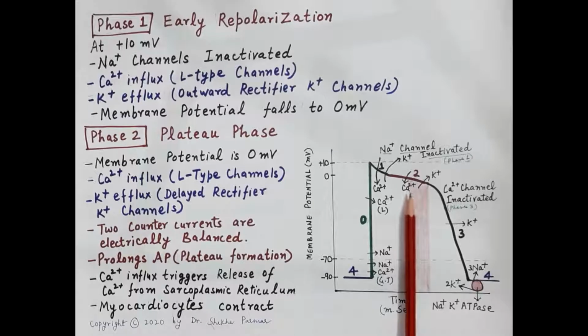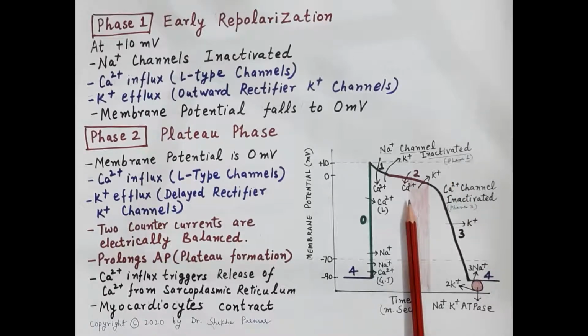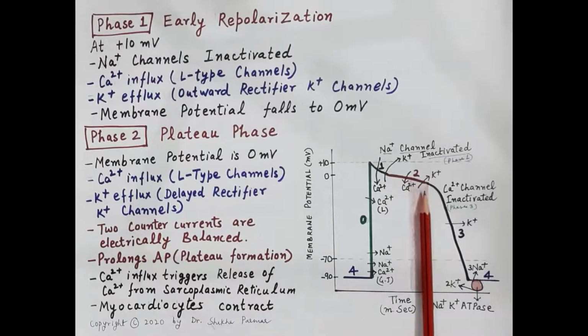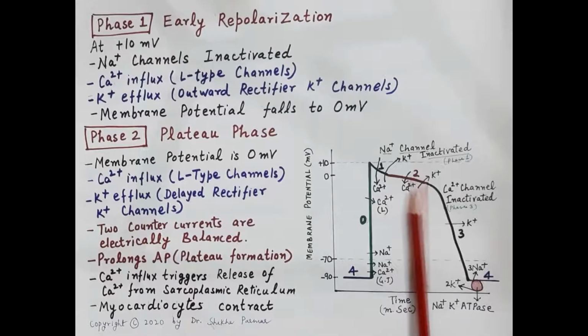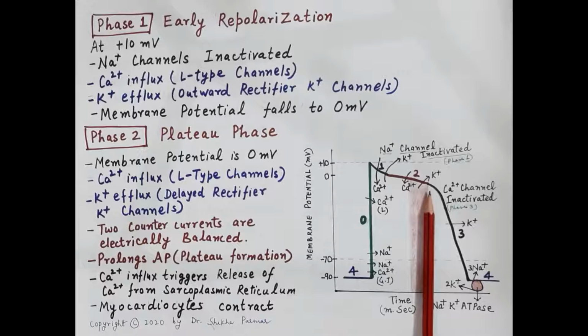During this phase, there is inward movement of calcium ions, there is outward movement of potassium ions, but potassium and calcium currents in opposite directions balance each other. That is, influx of calcium ions is more or less balanced by the outward movement of potassium ions, and that results in the plateau phase. There is no significant change in the membrane potential, and thus the membrane potential remains somewhat stable for about 200 milliseconds, and this prolongs the action potential.